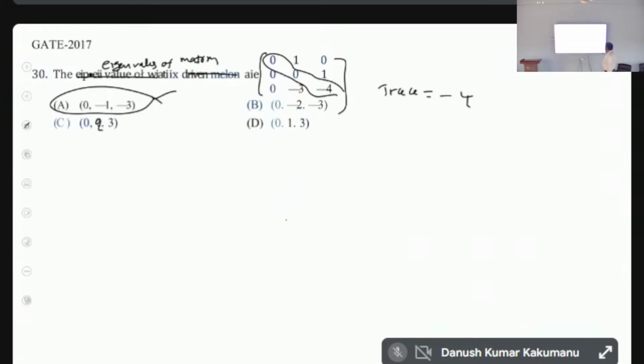What is the property we are using? Sum of the eigenvalues is the trace. Sum of eigenvalues equals trace is the answer. Yes.